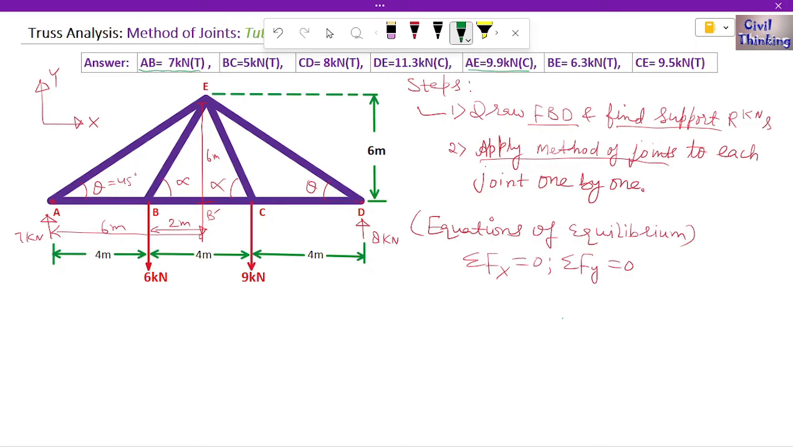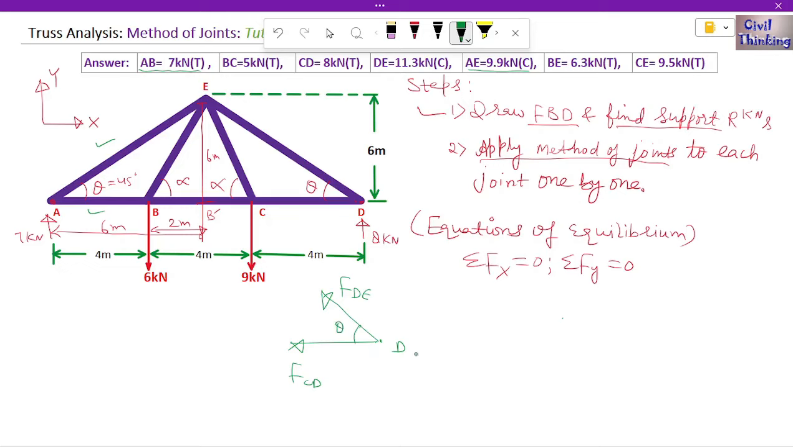Now we found the forces in AE and AB, right? We found AB to be 7 and AE to be negative 9.9, right? Negative means compression. Now let us apply the equations of equilibrium at joint D. Now this is joint D here. Let me draw. I'm assuming this is the DE member and this is the CD member. I'm assuming all the forces are tensile. This is force in DE and this is force in CD, and this angle is theta, and remember theta is 45, right?